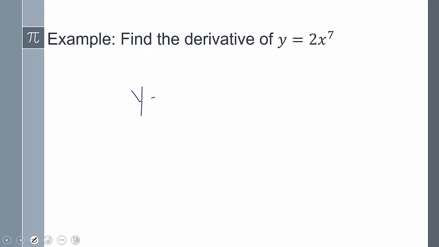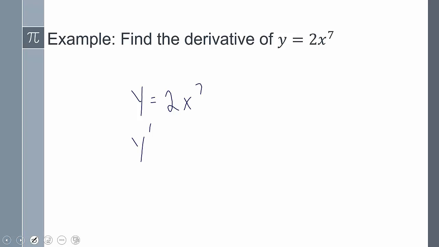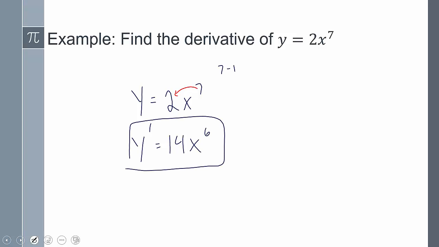So I have y equals 2x to the 7th. If I wanted to take the derivative, y prime, I multiply by c, I move it to the front, so 2 times 7 gives you 14. Then I have to subtract 1, so 7 minus 1, that's going to give me x to the 6. And that's going to be the derivative.